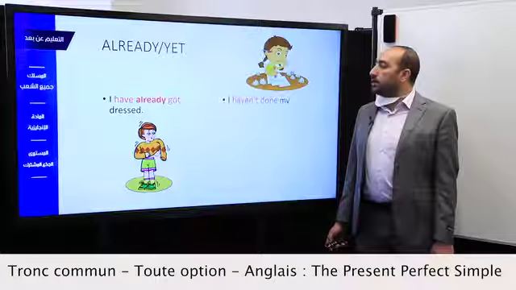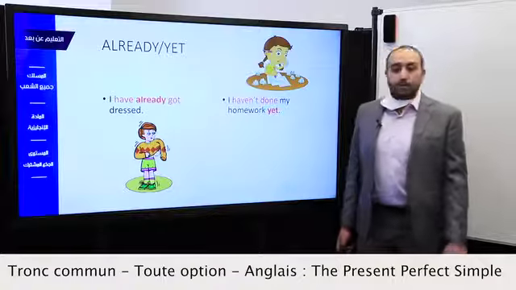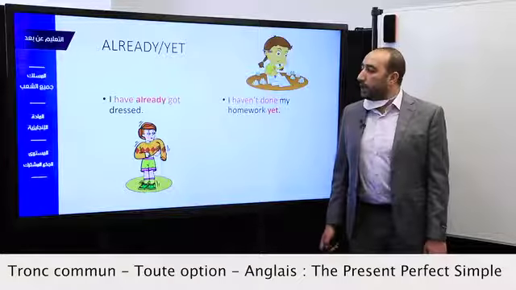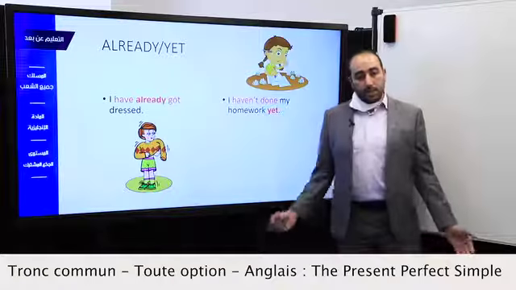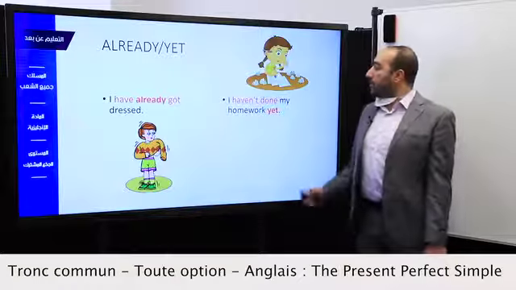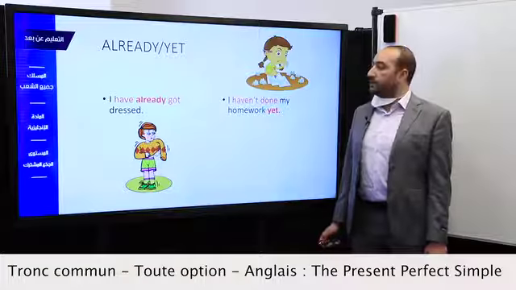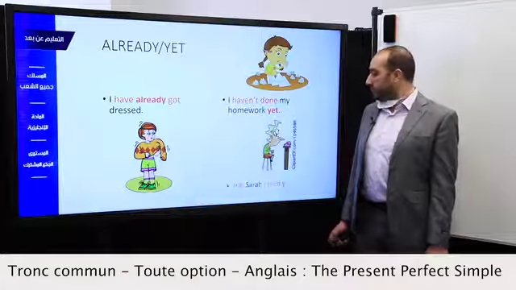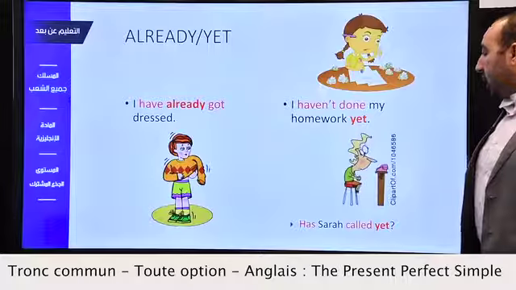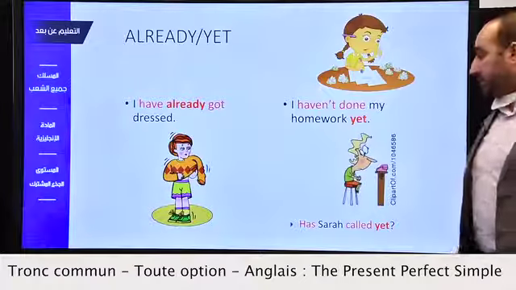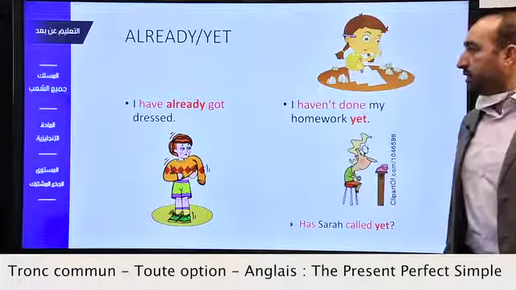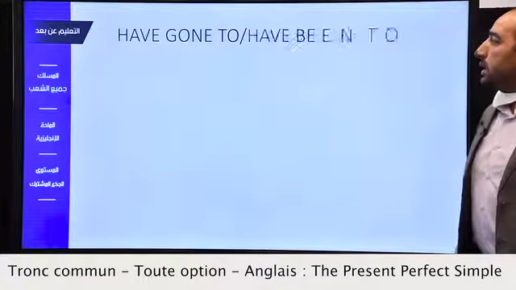Here are two examples of already and yet. I have already got dressed. It means that the action is finished. I haven't done my homework yet. I haven't finished yet. Has Sarah called yet? Not yet. He or she is waiting for the phone call.